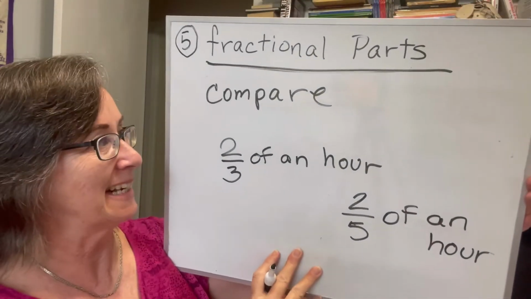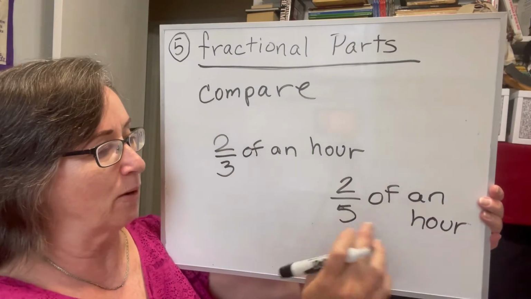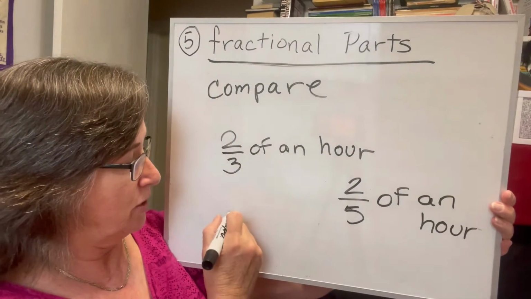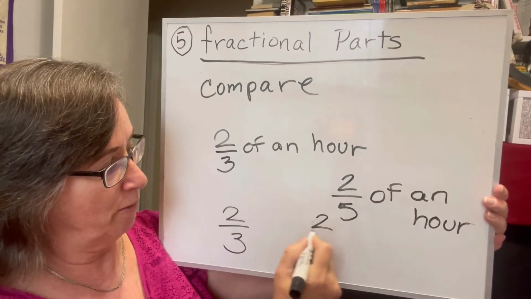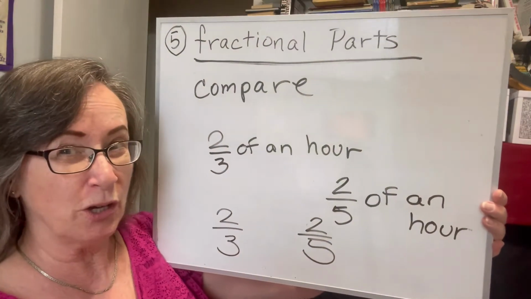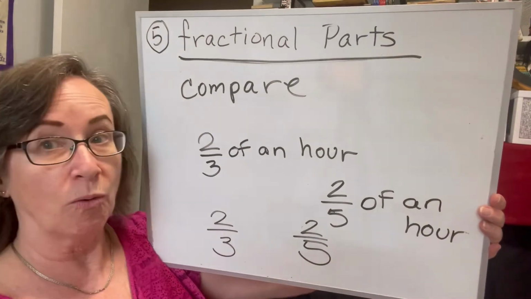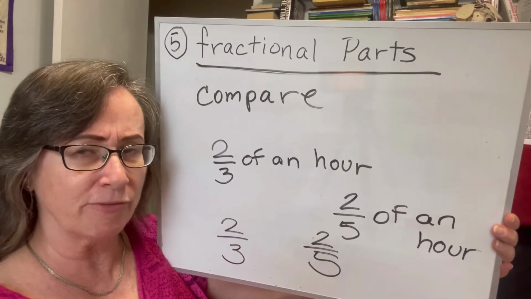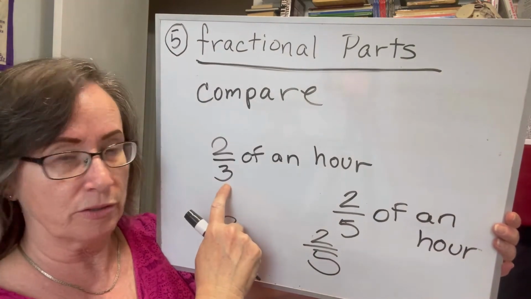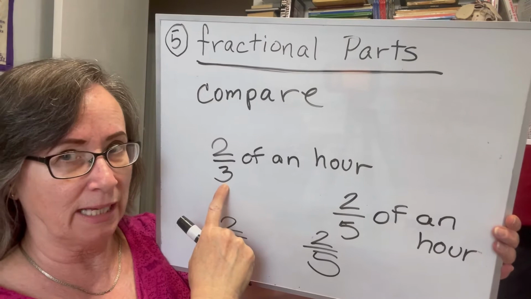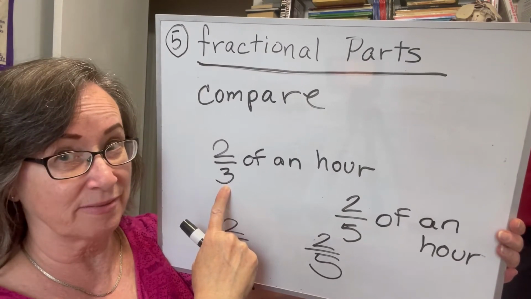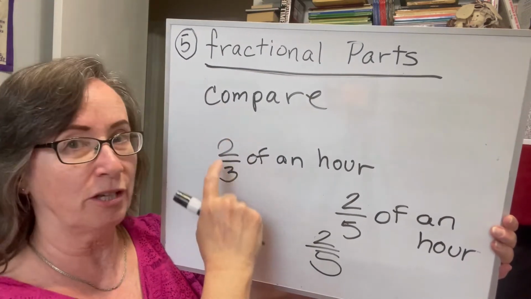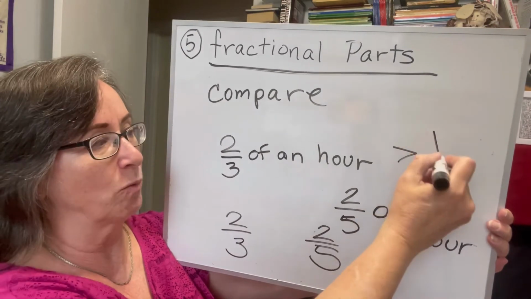Okay, so here's our last example. Compare 2/3 of an hour and 2/5 of an hour. So we're really comparing 2/3 and 2/5. Now, we could do all of the math involved, or we could do it a simple way. 2/3, is that more than a half or less than a half? Half of 3 is 1.5. So 2 is bigger than 1.5. Therefore, 2/3 is greater than 1/2.